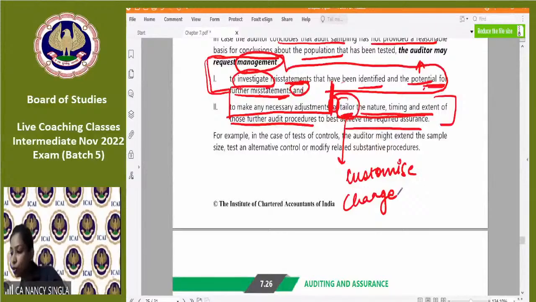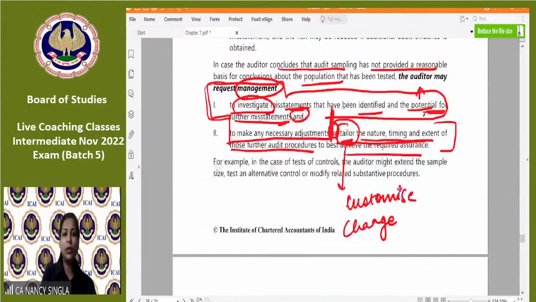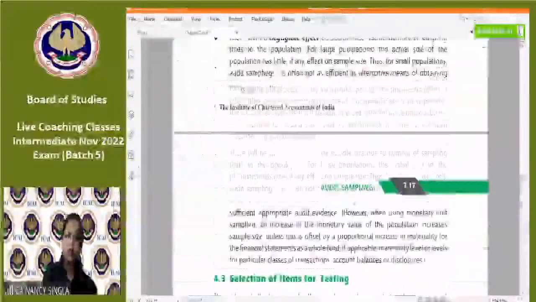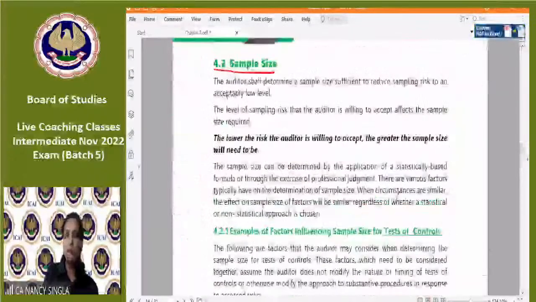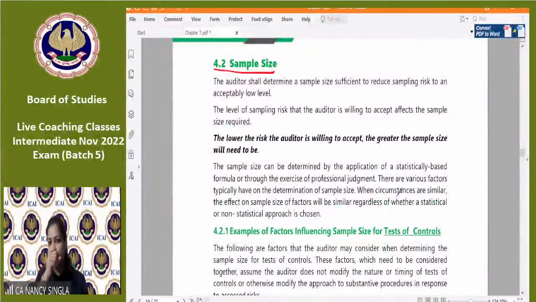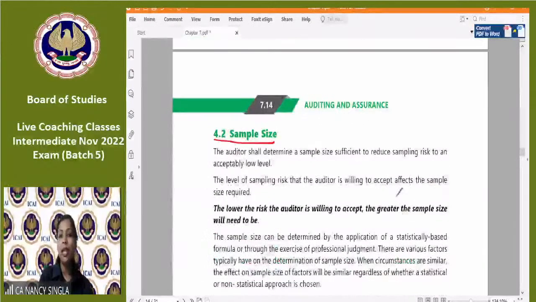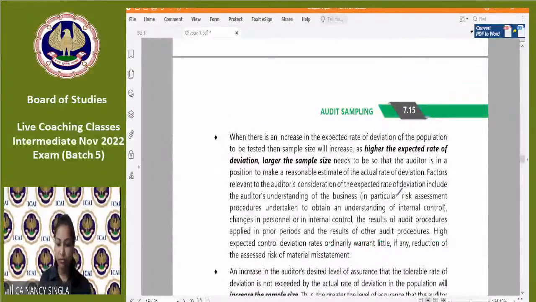ठीक है. तो students, I will quickly revise the topics which we have covered today. देखो, we started with what? Sample size, whereby we saw that sample size should be such that it reduces the sampling risk to an acceptably low level. ठीक है. Statistical method से भी आप कर सकते हो and professional judgment से भी, but there are certain factors which need to be considered. And I hope this exercise of factors is clear.